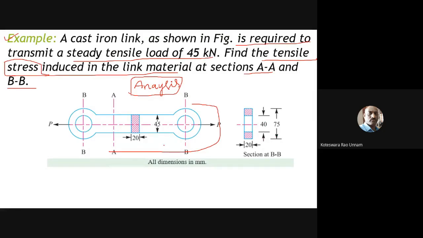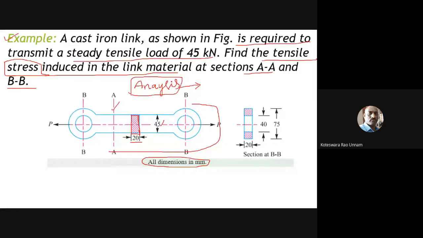Here the dimensions are already given. At section AA, this is the cross section, a rectangular cross section, and he has given the dimensions: 20 and 45, and all dimensions are in mm. So I can easily calculate the cross-sectional area. If I know the load acting at this section, I can easily calculate the stress. Direct tensile stress is nothing but P by A. This kind of problem we call an analysis problem, where all the dimensions are given and we are asked to calculate the stress values.